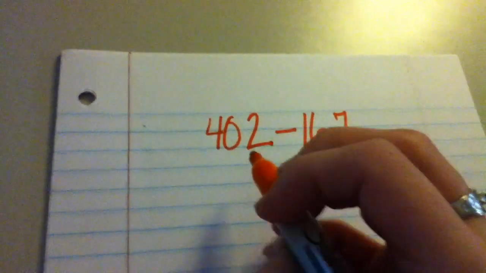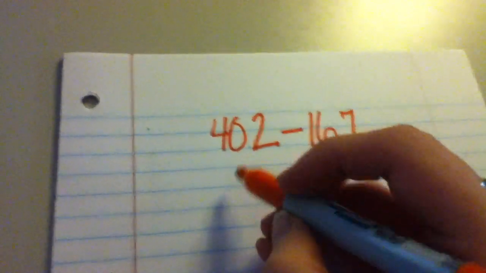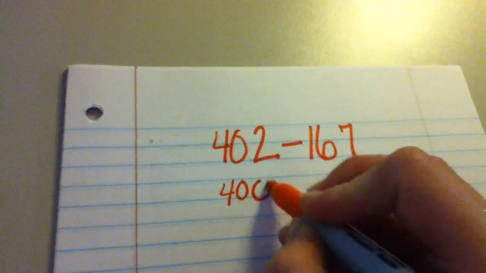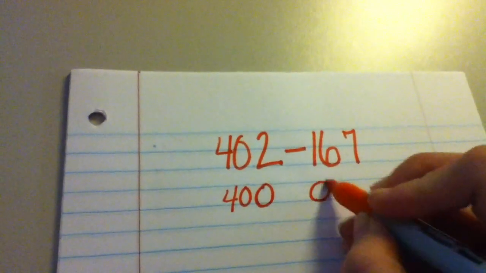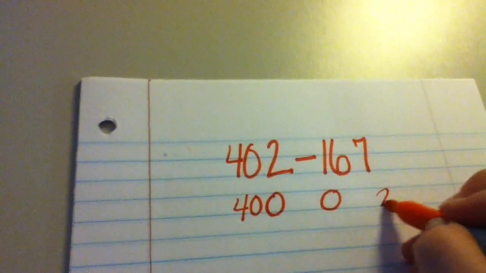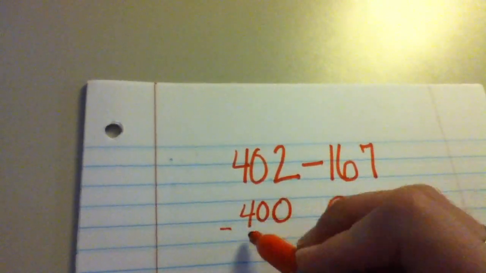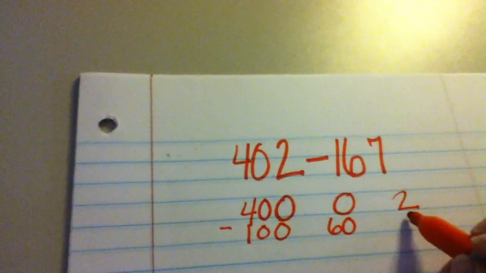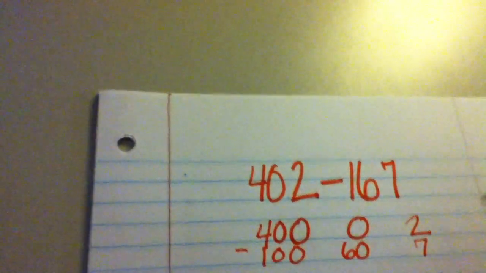Okay, our first one is going to be partial differences, and so that is going to be subtracting in parts. And what we're going to do is look at the numbers in, you can kind of think of it as, its expanded form. So I have 4 hundreds, I have 0 tens, and I have 2 ones. And I'm going to subtract 100, 6 tens, and 7 ones.